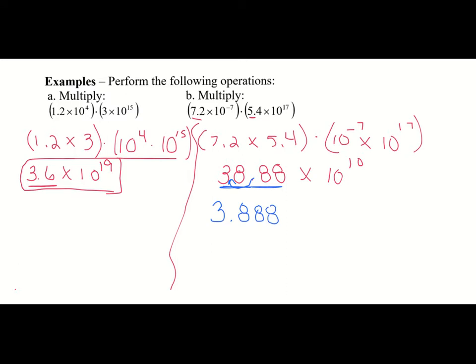So I moved it over one place. I made a larger number smaller. So remember, when you move to the left, you add a positive number. So I'm going to add a 1 to that 10 because I moved it over one place. So now it's going to become 10 to the 11th power. If I were to move it to the right, then I would be adding negative numbers. But right now, because I'm moving to the left, when I'm working on putting it into scientific notation, I add a positive number.